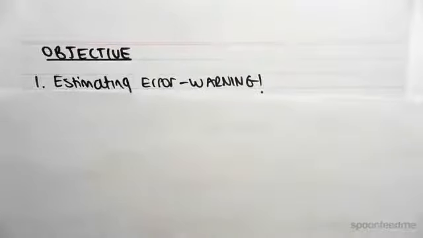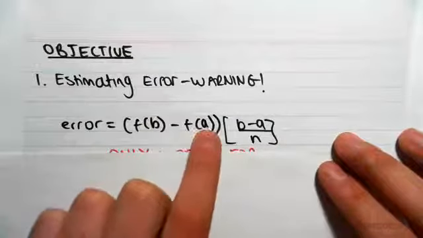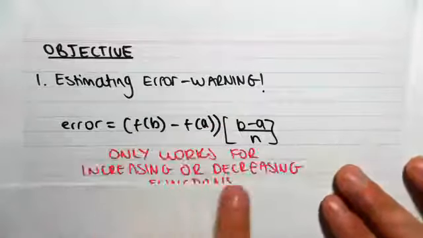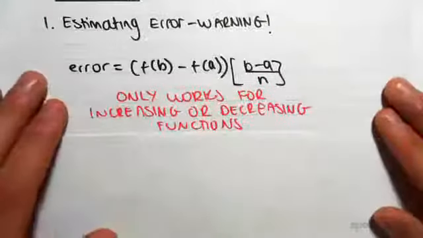Hey guys, the objective of this video is just to discuss estimating error. There's a specific warning we need to look out for. When we're using this formula, error equals (f(b) minus f(a)) times (b minus a) on n, which we saw in the previous video, this only works for increasing or decreasing functions, okay? The reason is the following.